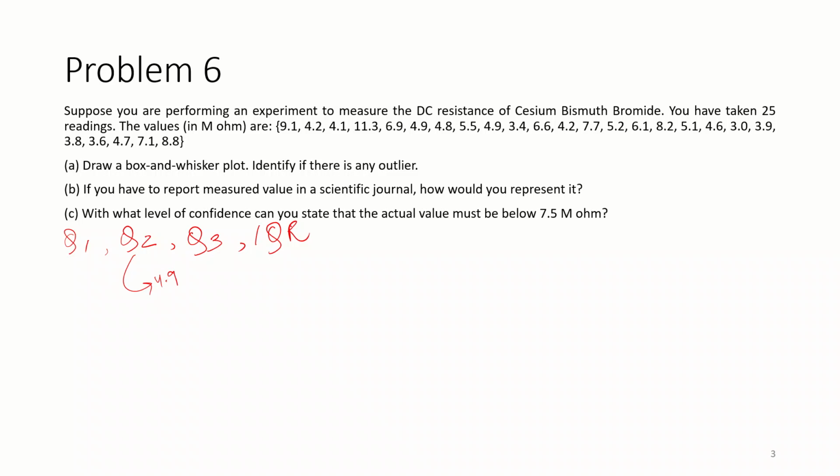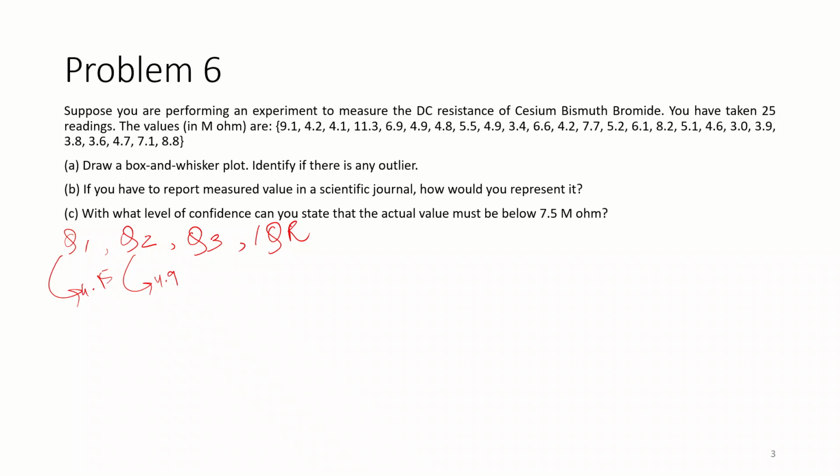And Q1? Q1 is 4.1 plus 4.2 divided by 2. How did you get that? So how many terms do we have? Before 4.9 there are 12 terms. So we take the 7th data point and divide by 2. So you get 4.15. Okay, we will take 4.15.